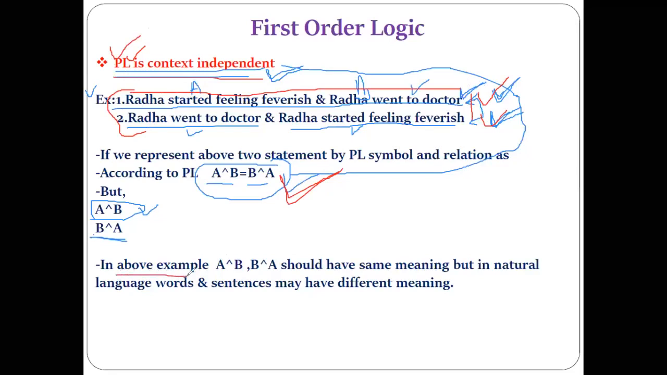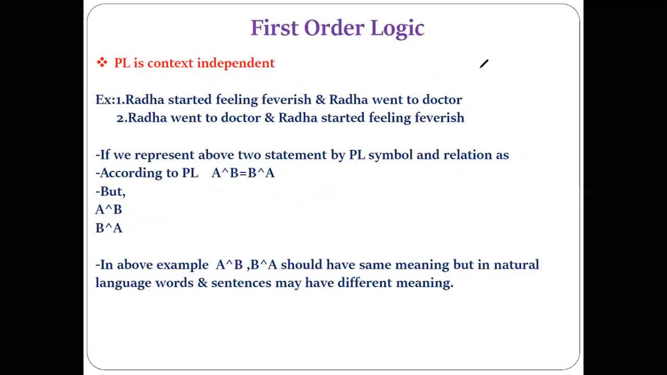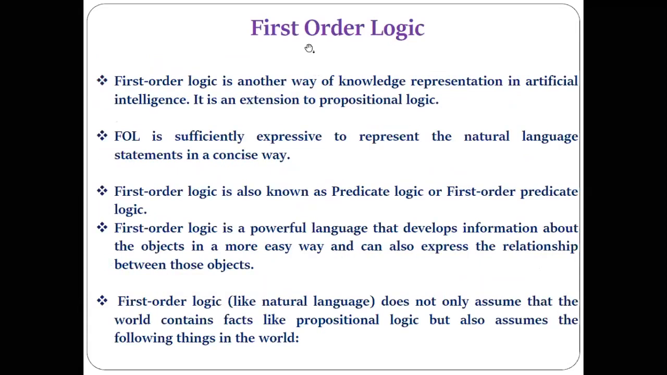This is another limitation of proposition logic. In the above example, you can see that A and B and B and A should have the same meaning, but in natural language the sentences may have different meanings. So that is one of the limitations of proposition logic. To avoid such limitations and many more, we have another kind of logic, that is first order logic.